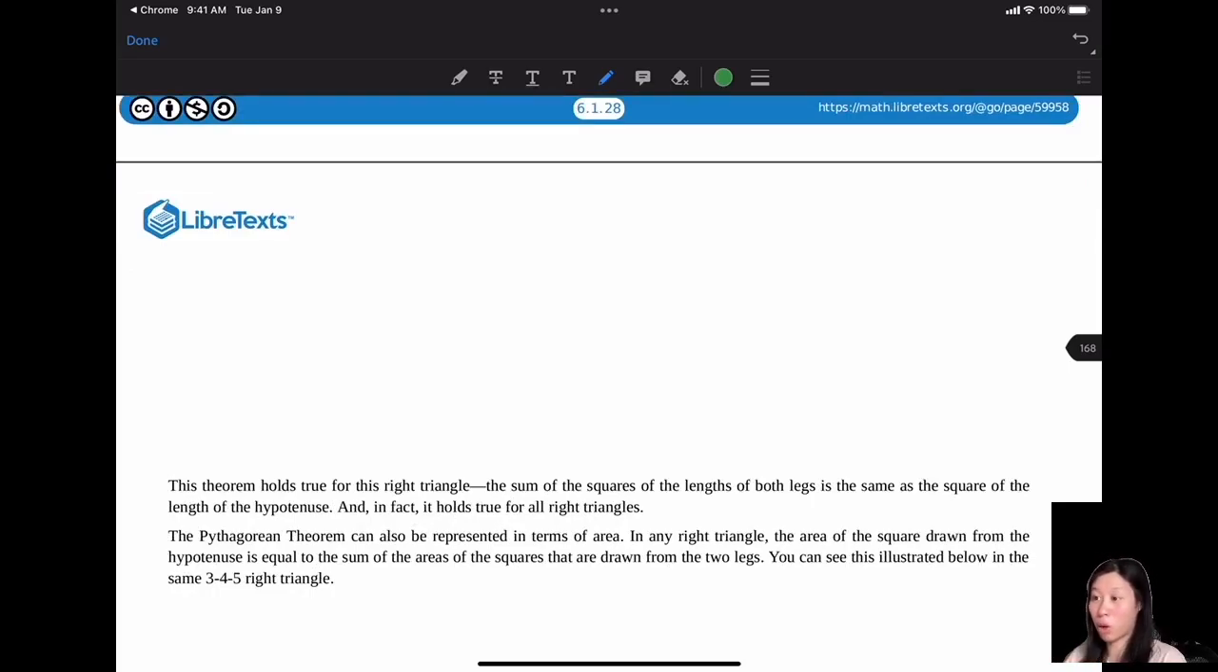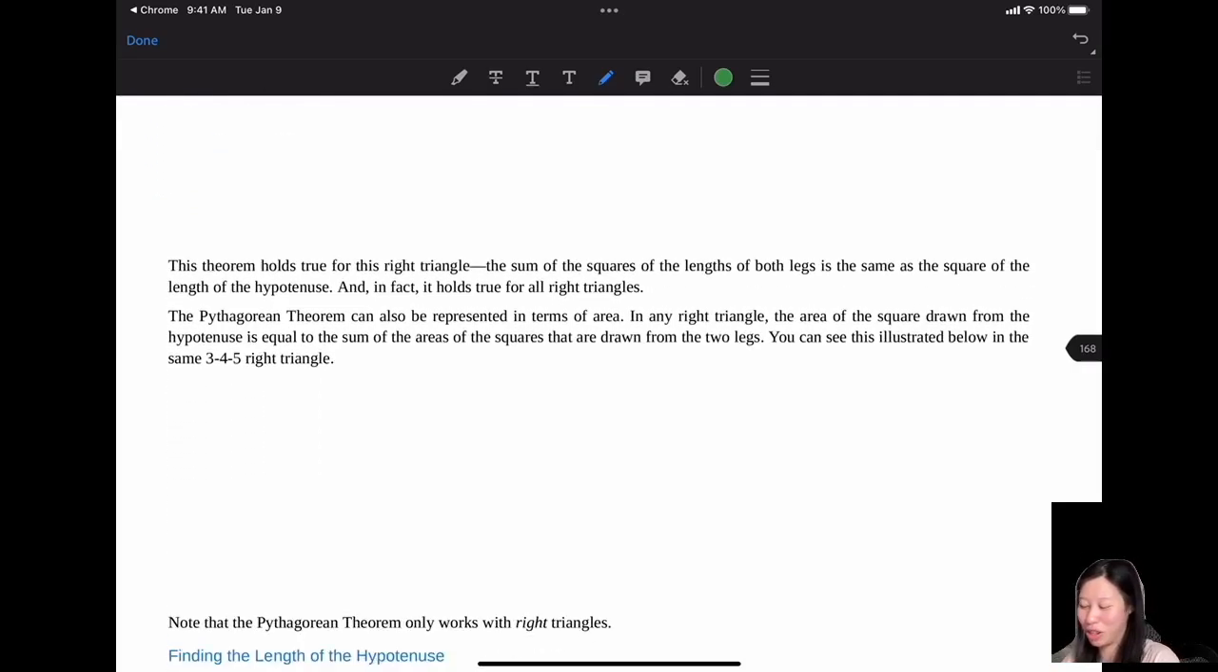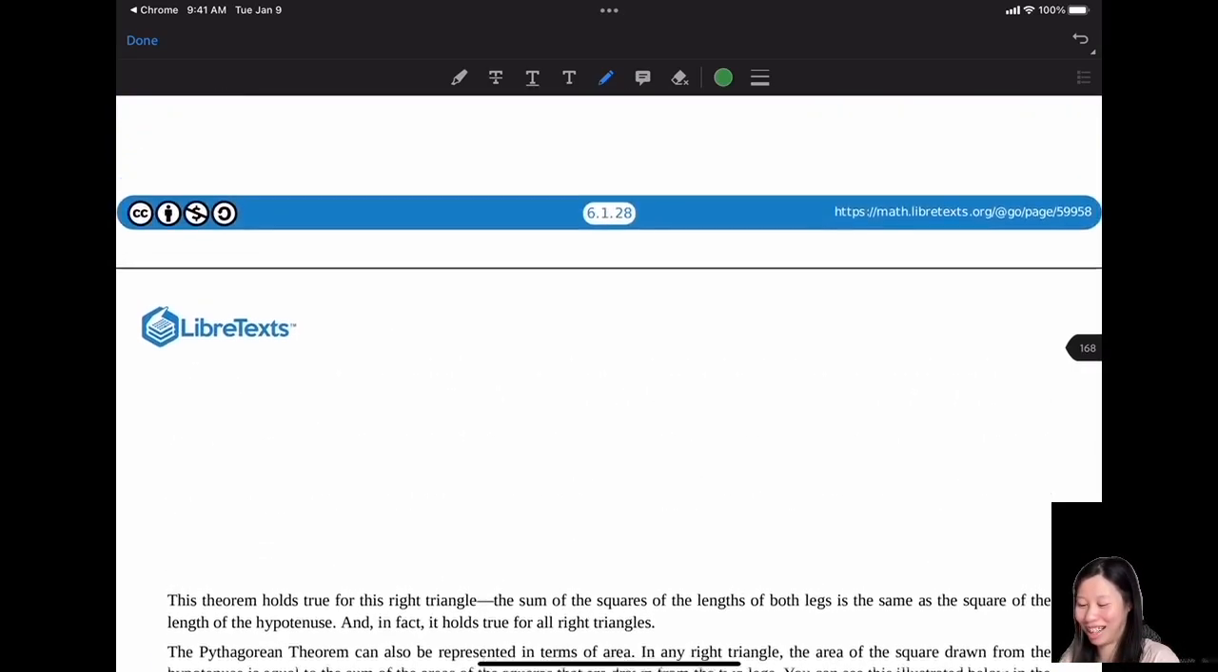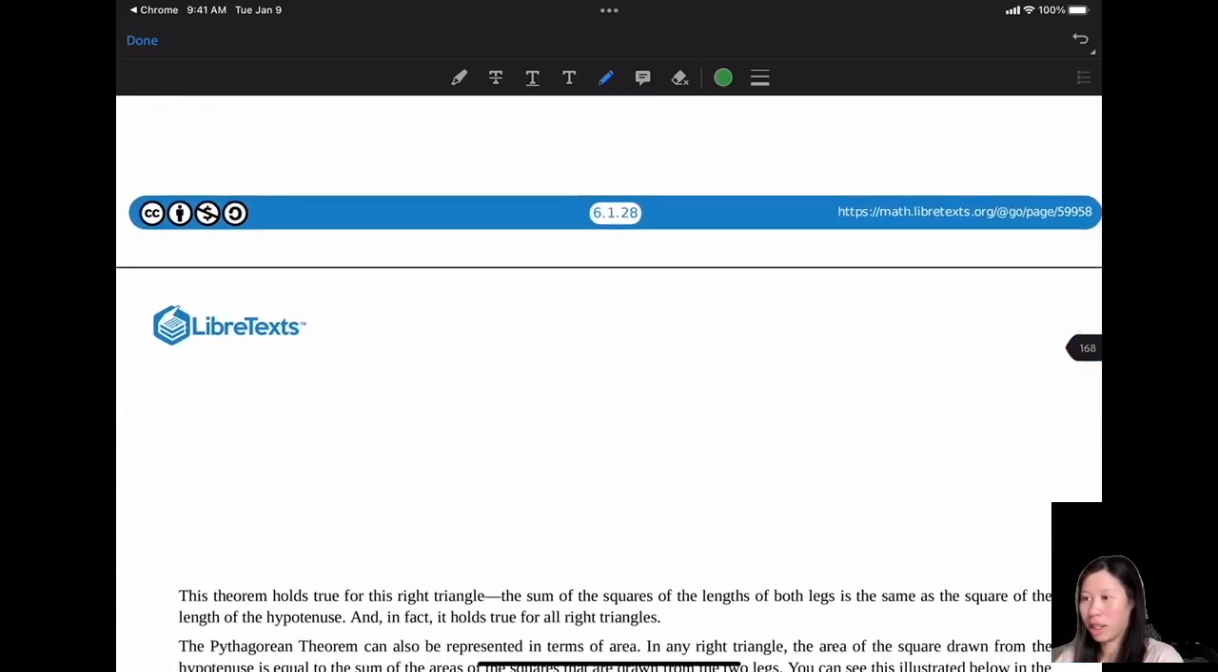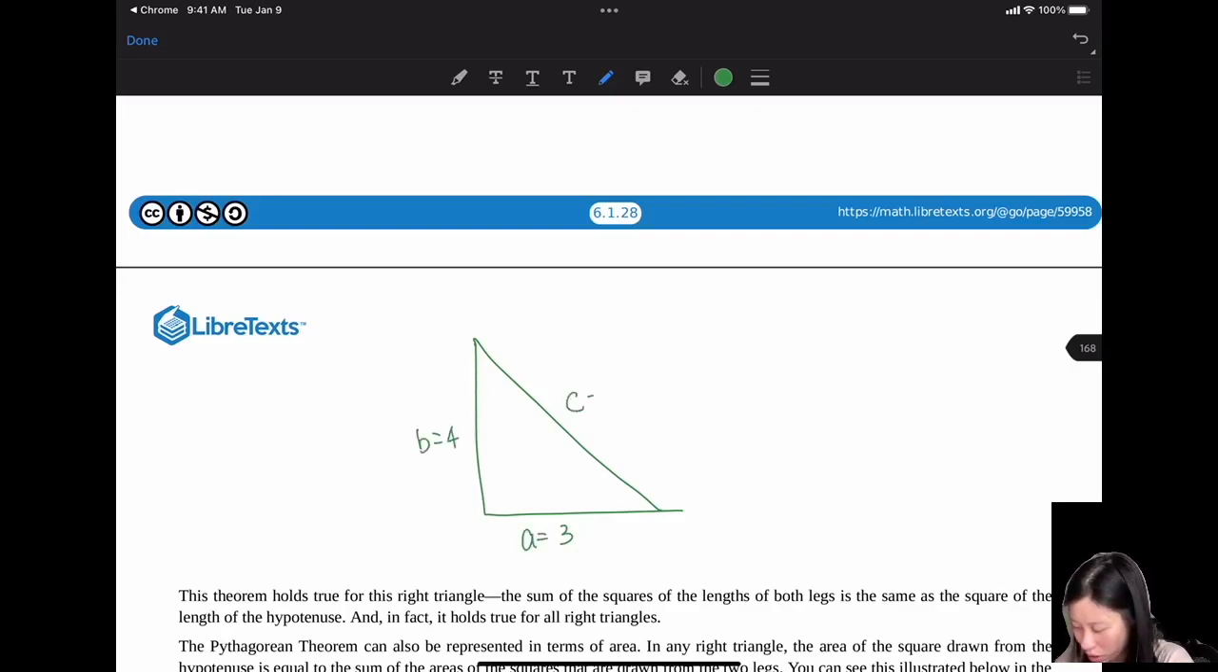So here, the most common one, you may have heard that a lot in high school or even middle school, is this one: A equals 3, B equals 4, and C equals 5. This is a right triangle. You will see that a lot everywhere because that's the most common one. Usually we use that as an example of the Pythagorean theorem.